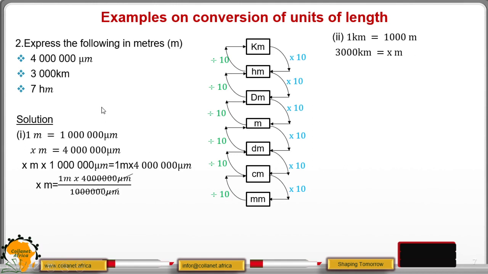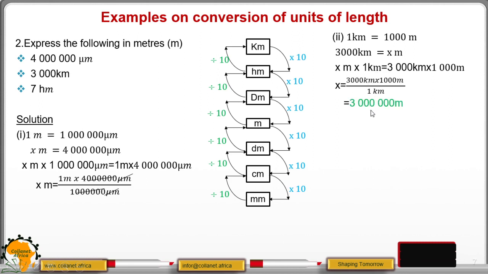Remember now, when you're using cross multiplication, make sure that the units on one side are the same units. So that now when you cross multiply, you will get X multiplied by 1 kilometer is equal to 3,000 kilometers multiplied by 1,000 meters. And by so doing, you get the value of 1 meter by dividing through by 1 kilometer. So again, the kilometer and kilometer will cancel out. And when you multiply this and this, you get 3 million meters.